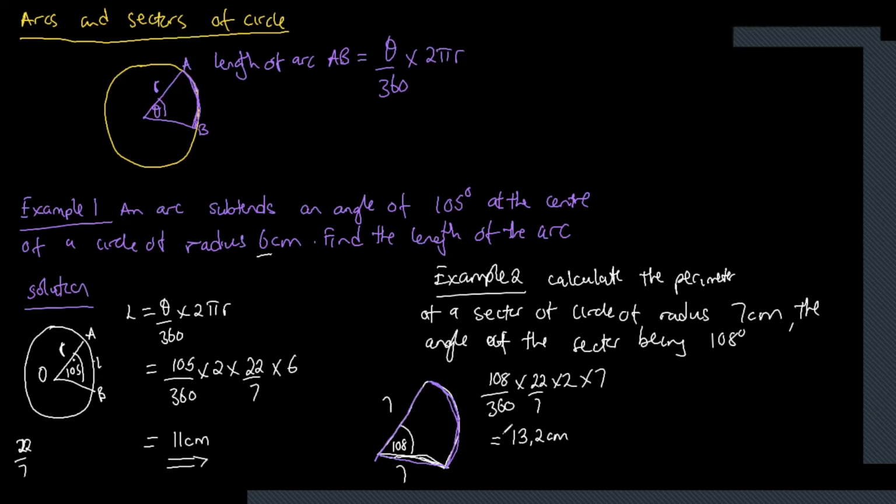Okay. So we're going to say 13.2 plus 7 plus 7. So what do we get now? What is the perimeter? 27.2. Okay, thank you, Ruben. So that's on the length of an arc.